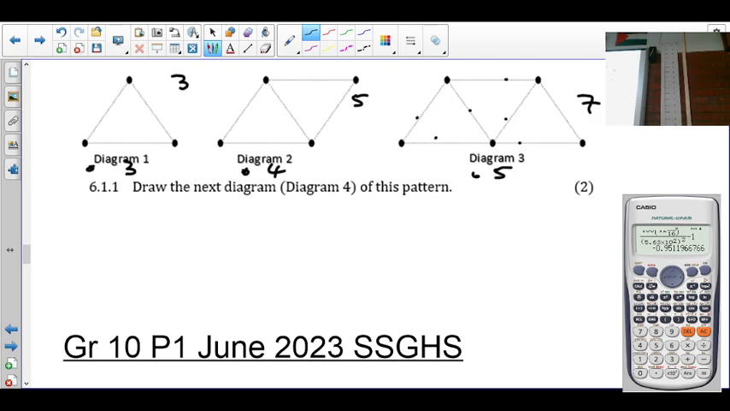Okay. So they could talk about sticks. They could still talk about dots, but I know the number of triangles is the same as the diagram number. As you can see, diagram 1 has 1 triangle, diagram 2 has 2 triangles, and so on. Okay. Draw the next diagram, diagram 4 of this pattern. So of course, it's going to be 1, 2, 3. Oh my word. Let's realign this thing here.